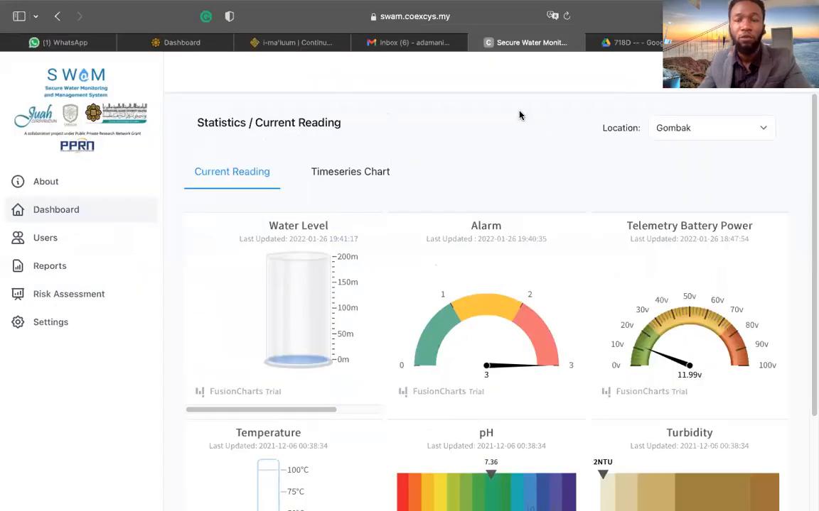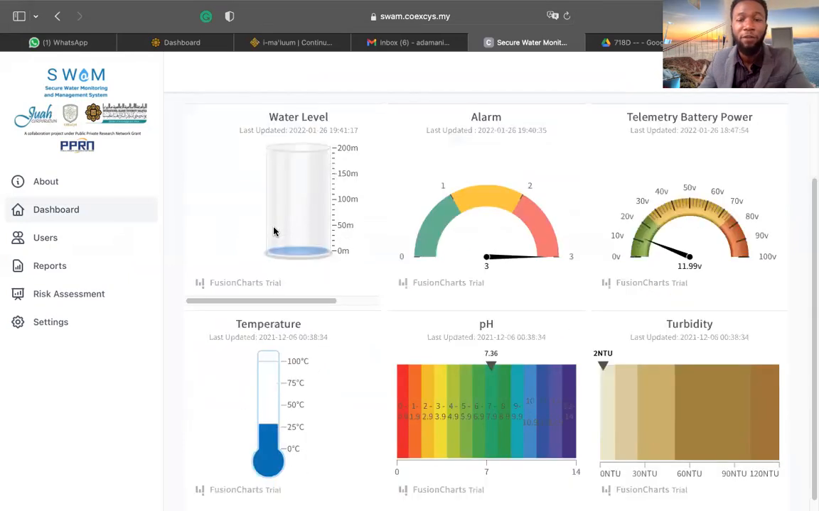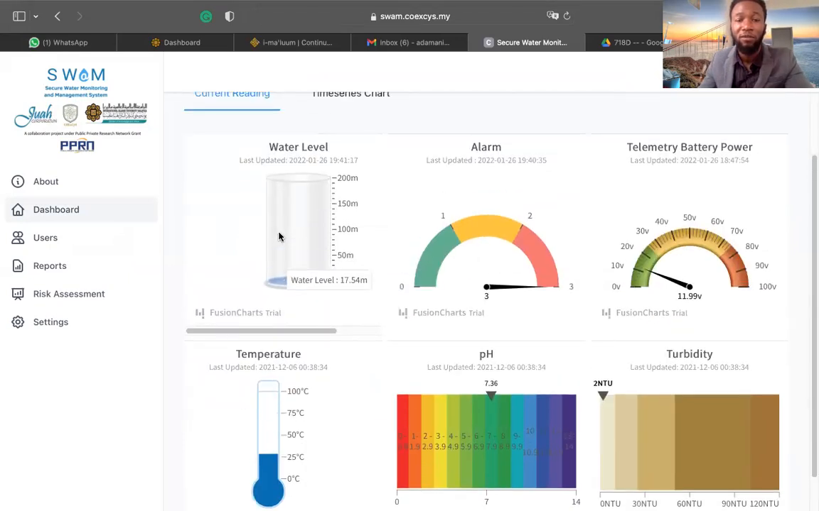All right, so here we have the SWAM website, the Secure Water Monitoring and Management System. On the dashboard, we can see the readings of the sensors that we used along the project. The water level from the last reading I did on campus was 17.54 meters.